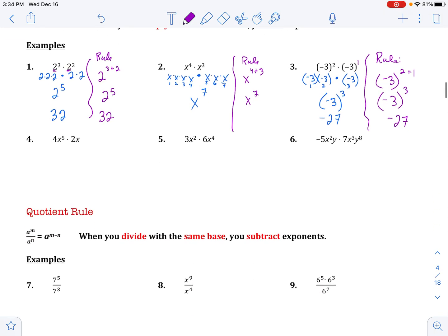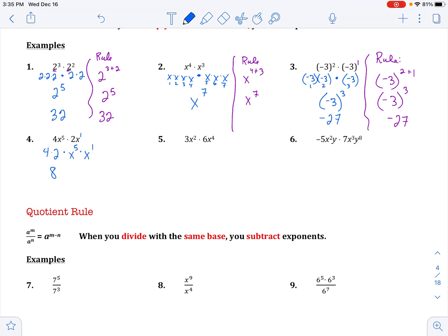These next three, problems 4, 5, and 6, I am not going to expand it all out. But what I am going to do is look at applying the rule. I get 4 times x to the 5th times 2 times x, that is to the first power. What I recognize here is that I have 4 times 2 being multiplied by x to the 5th being multiplied by x to the 1st.